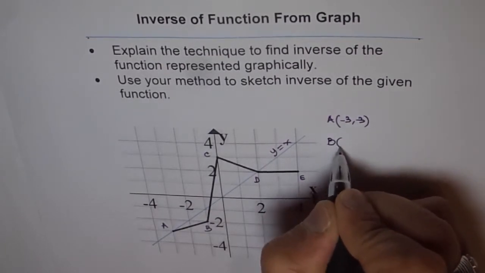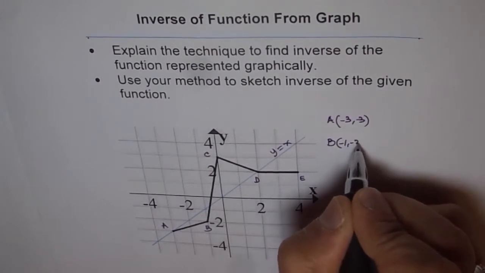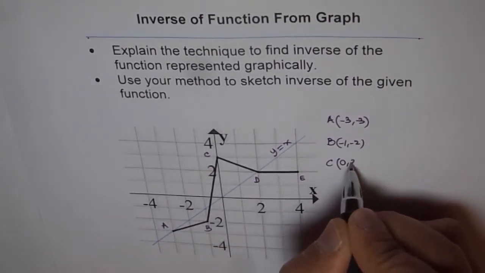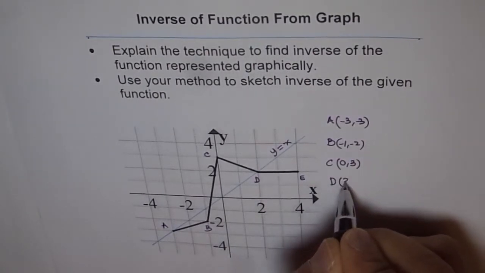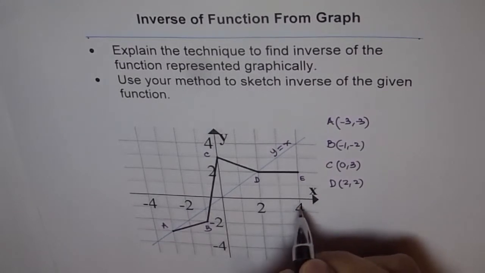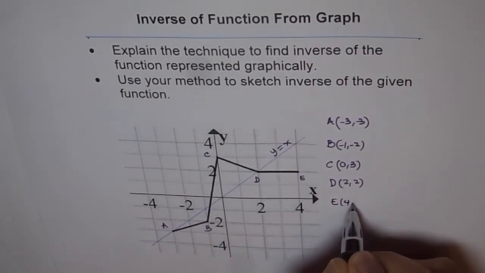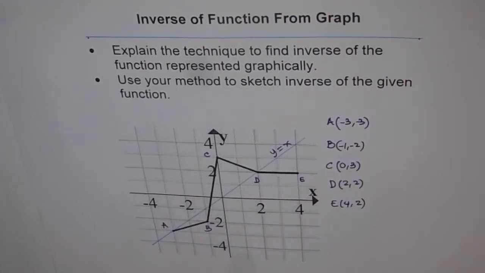Point B is minus 1, minus 2. Point C is 0, 3. Point D is 2, 2. Point E is 4, 2. So these are the given points, and when you join them, you get your function, right?